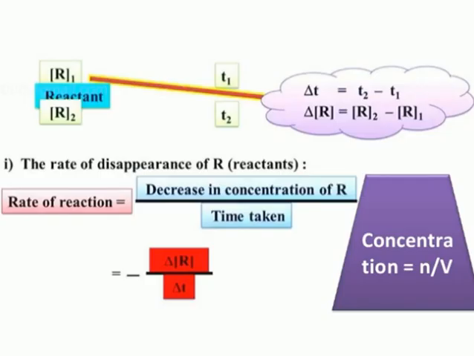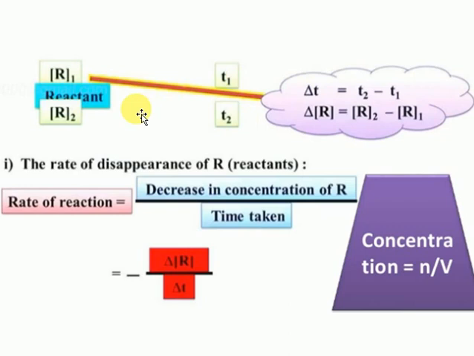So in this one you can remember that R1 is the initial reactant concentration, and R2 is nothing but the final one, at initial time and final time. Suppose a particular reactant concentration changes from, let's consider, 10 molar concentration to 5 molar concentration, initially from 0 time to 5 minutes.